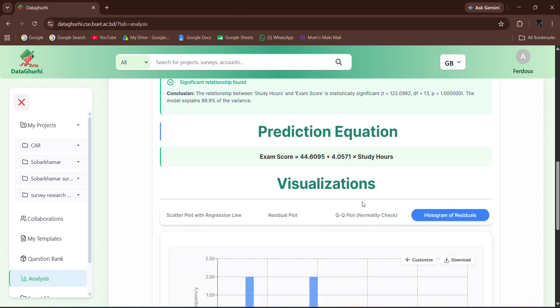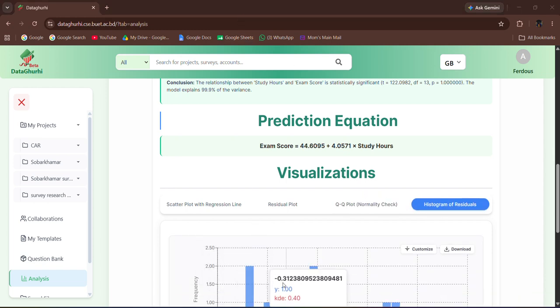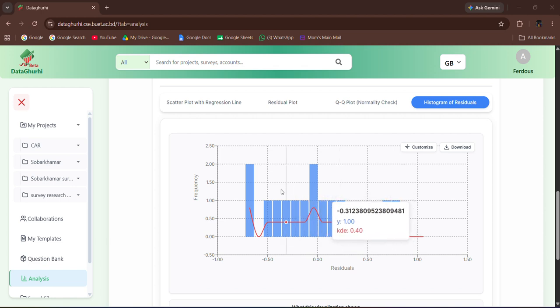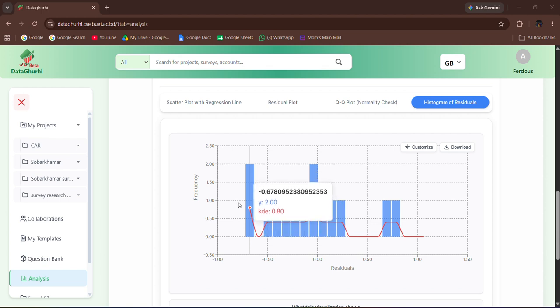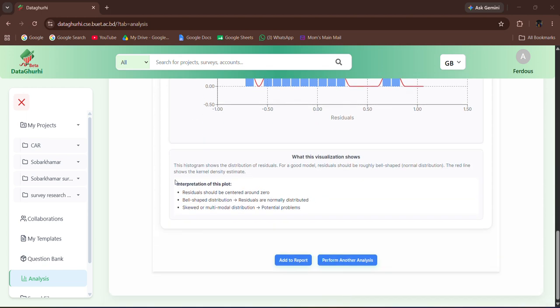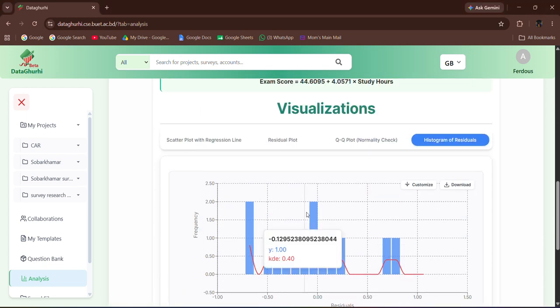Next is the histogram of residuals. This one shows the distribution of the residuals in a histogram. According to this, the residuals are centered around 0 and form an approximately bell-shaped distribution. Here's the interpretation. Thank you.